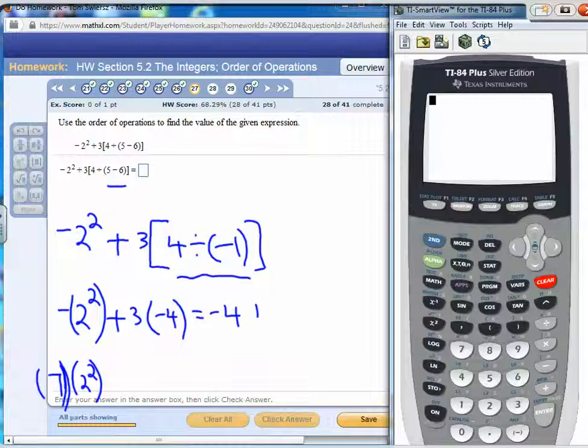And then we know we're going to do the multiplication before the addition. So we can do 3 times a negative 4 is a negative 12. And then a negative 4 plus a negative 12, 2 negatives, add them together, and you get a negative 16.